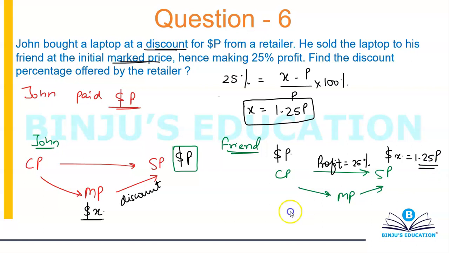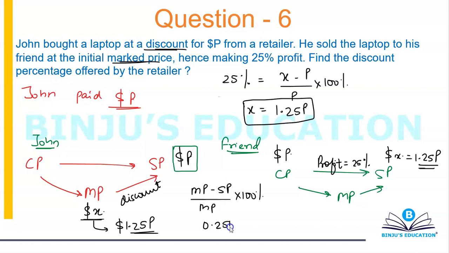Which means the initial mark price of the laptop was 1.25P dollars. Now what's the question? Find the discount percent offered by the retailer. Now how do you calculate discount? Discount is mark price minus selling price divided by mark price into 100%. That will be 0.25P divided by 1.25P into 100%.